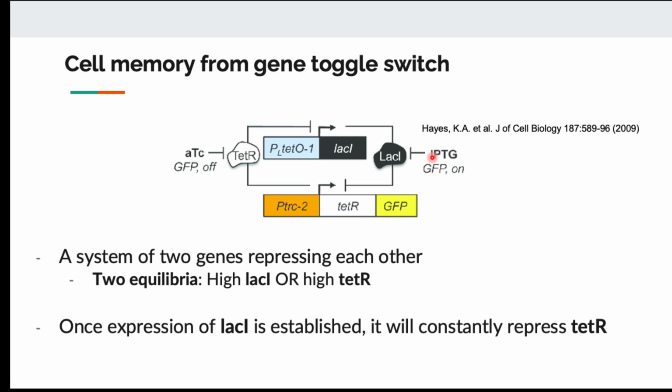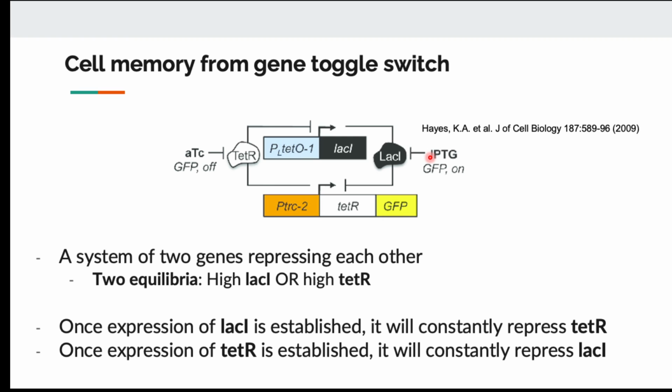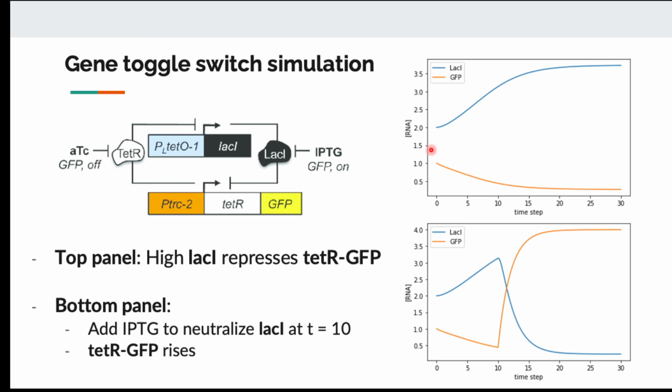Once we treat the cell with IPTG, we inhibit LacI, and TetR becomes dominant. We can stop treating with IPTG, and TetR will maintain the system by itself. In terms of simulation, if we calculate the numbers, it will look like this. If we start with high LacI, it will continue to be produced and will repress TetR. So TetR will go lower and lower until we reach the equilibrium.